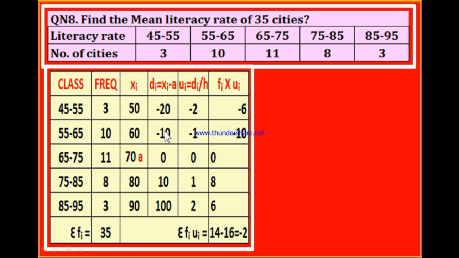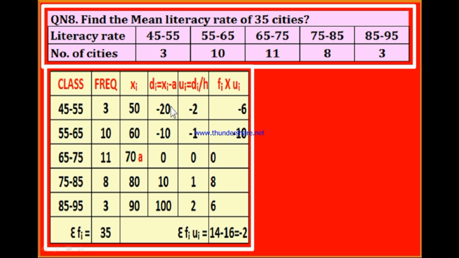So minus 20 by 10 is minus 2. Minus 10 divided by 10, minus 1. 0 divided by 10, 0. 10 divided by 10, 1. This is 20, we corrected. 20 divided by 10 is 2. These are ui values and these are fi values.